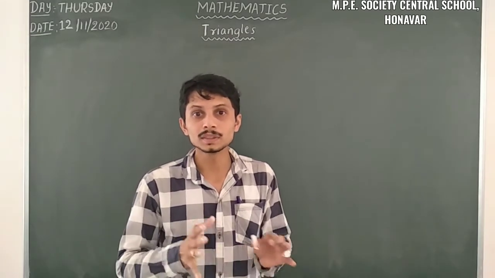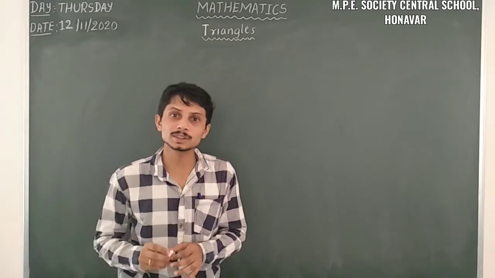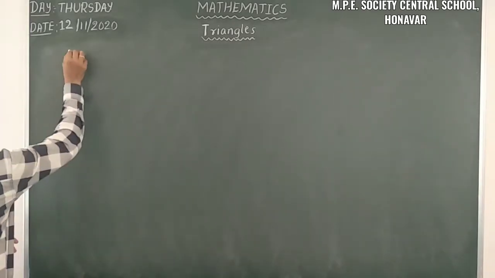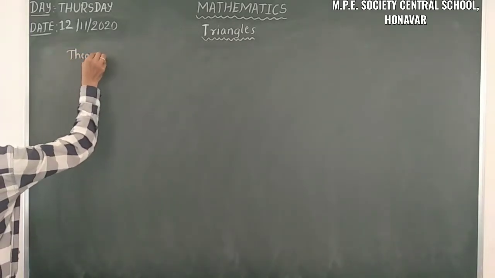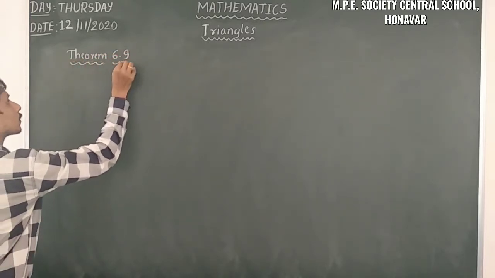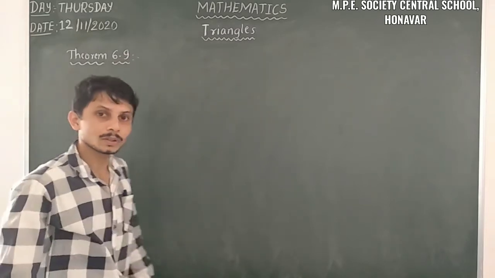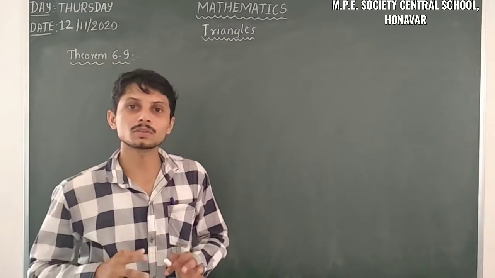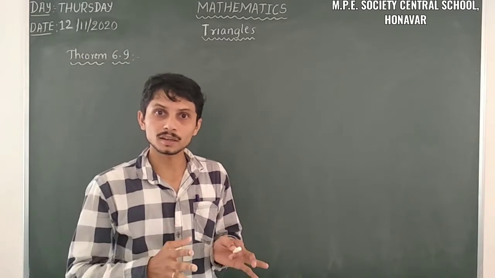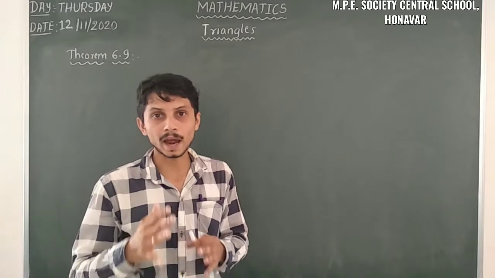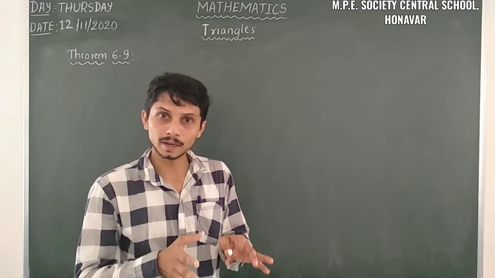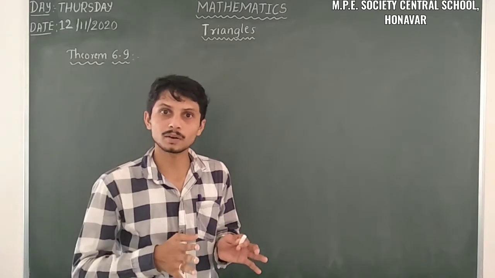That is theorem 6.9. So let us take theorem 6.9, the converse of Pythagoras theorem. Yes, so we know that in theorem 6.8 or Pythagoras theorem, the first statement is in a right angle triangle. So here in the converse we have to prove that it is a right angle triangle. That means in that triangle we have one right angle. So we have to prove that.